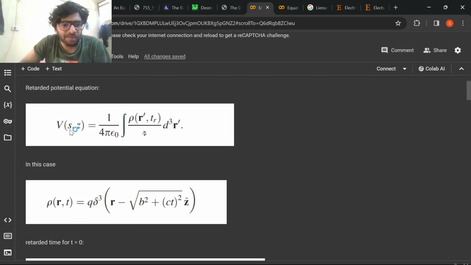We have the retarded potential equation, V is equal to 1 by 4 pi epsilon integral rho by r d3 r dash, which we derived in class. This r is mod r minus r dash.